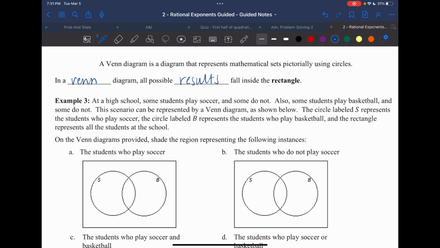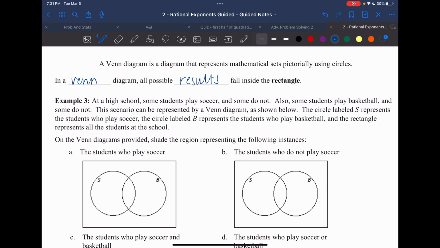At a high school, some students play soccer and some do not. Also, some students play basketball and some do not. This scenario can be represented by a Venn diagram as shown below. The circle labeled S represents the students who play soccer, and the circle labeled B represents the students who play basketball. And then the rectangle represents all students at the school.